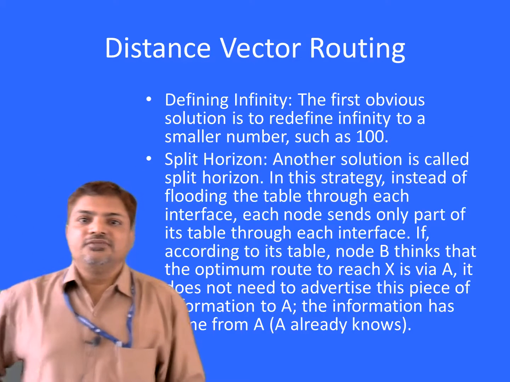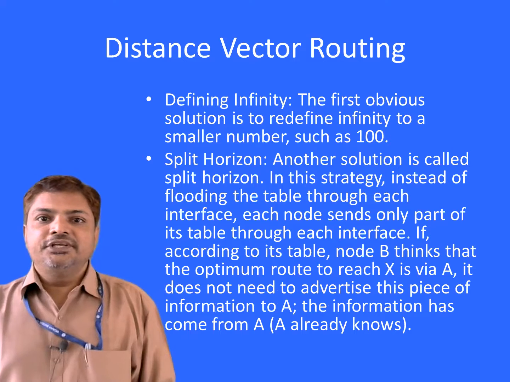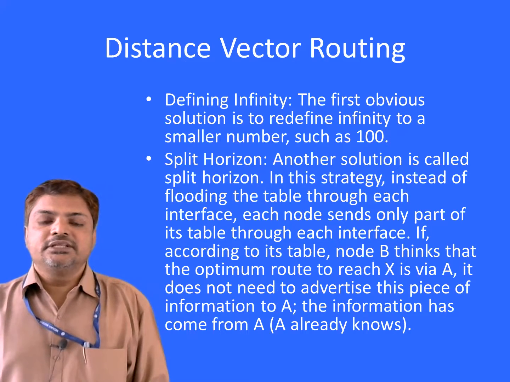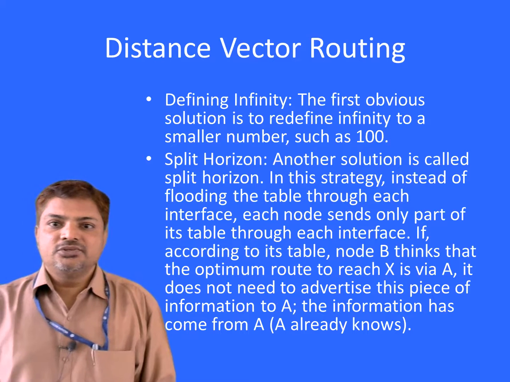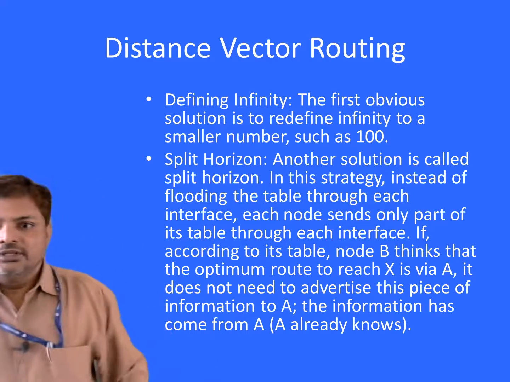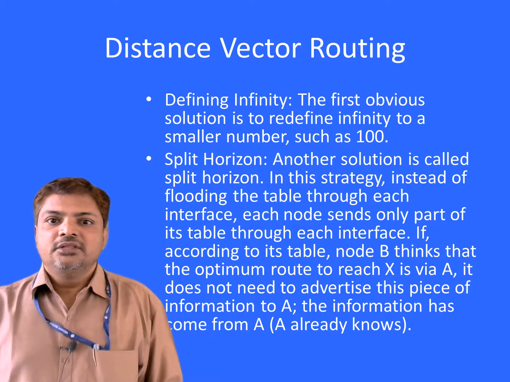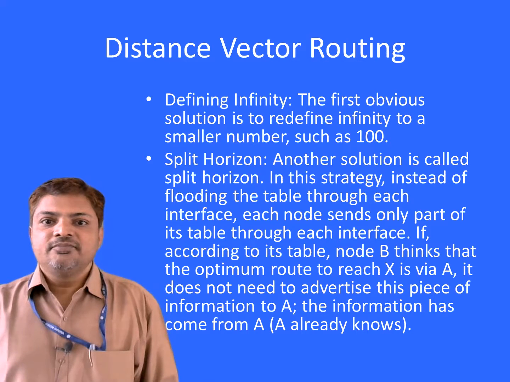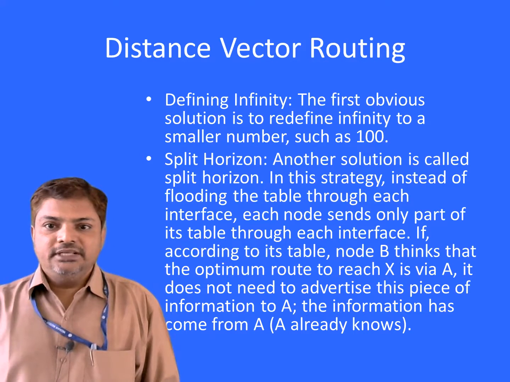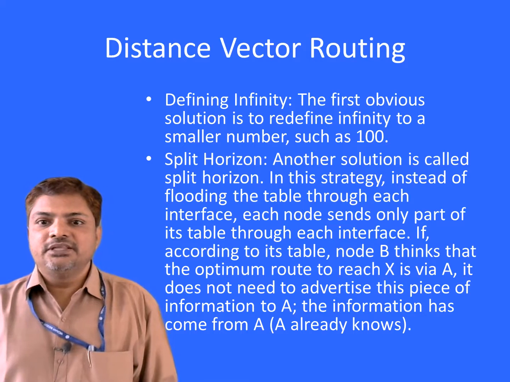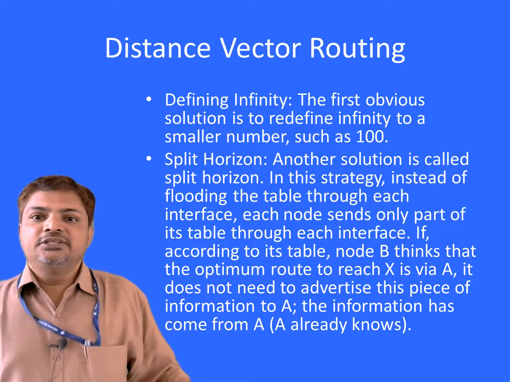Defining infinity. The first obvious solution is to redefine infinity to a small number, such as 100. Another solution is called split horizon. In this strategy, instead of flooding the table through each interface, each node sends only parts of its table through each interface. If according to its table, node B thinks that the optimum route to reach X is via A, it does not need to advertise this piece of information to A. The information has come from A, so A already knows.